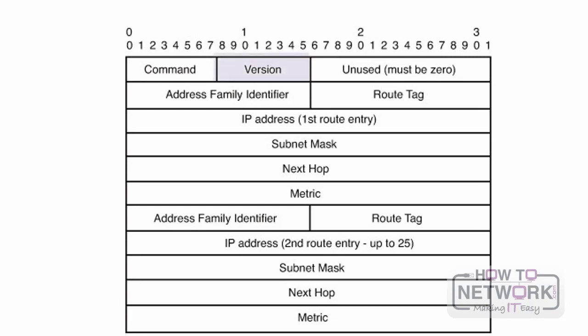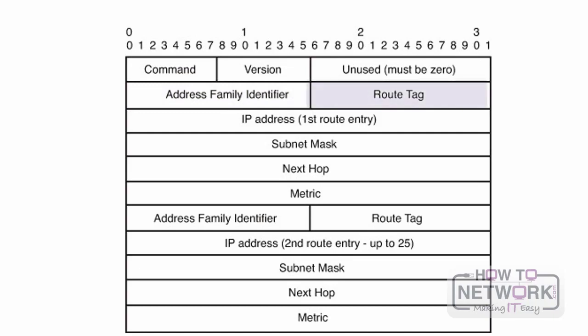Version specifies the RIP version used, 2 for RIP version 2 and 1 for RIP version 1. The AFI field specifies the address family used. RIP is designed to carry routing information for several different protocols. Each entry has an AFI to indicate the type of address specified. The AFI for IP is 2.